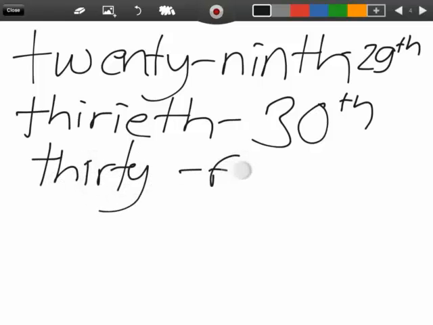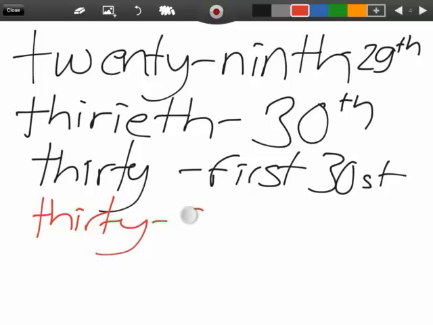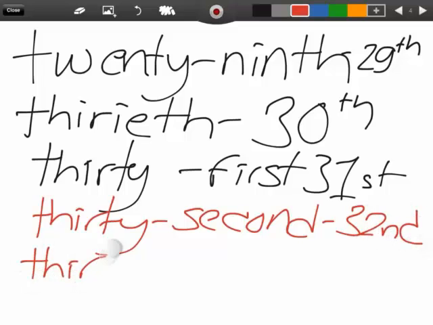First, sorry about that, 31st, 32nd, whoops, made a small mistake here. That's supposed to be 31st, 32nd, sorry about that, 32nd, and 33rd.